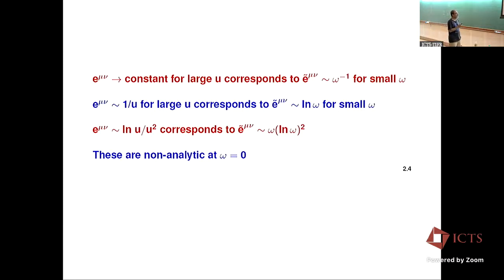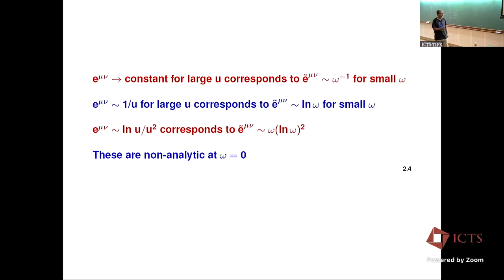Similarly, one can verify that if E mu nu goes as 1 over u for large u, then this will correspond to a term proportional to log omega in E tilde mu nu. Later on, we will distinguish between whether it goes as 1 over u for large positive u or 1 over u for large negative u. But the general feature is that whether it's positive u or negative u, this kind of behavior translates to a logarithmic behavior of E tilde mu nu for small omega. And similarly, a log u over u square kind of behavior of E mu nu at large u will correspond to an omega log omega square behavior of E tilde mu nu.